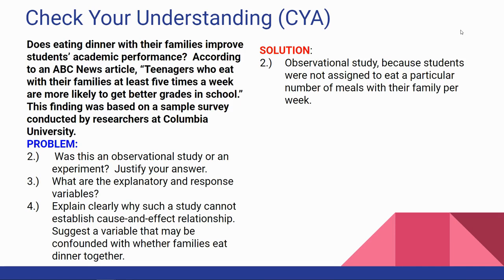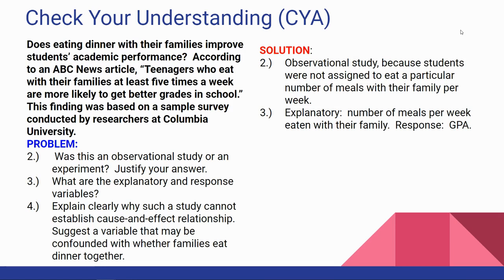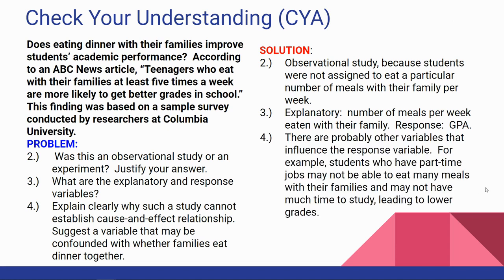So this is an observational study. The explanatory variable is the number of meals per week eaten with their family. So that's the measurement that you're doing. The response is GPA. So did their GPA go up or down based on how many meals they had with their family? That's the idea that we're looking for. And then finally, there are probably other variables that influence the response variable, such as having a part-time job or not having enough time to study.